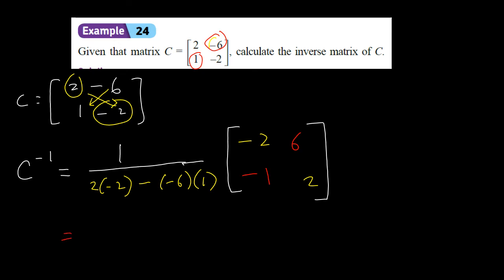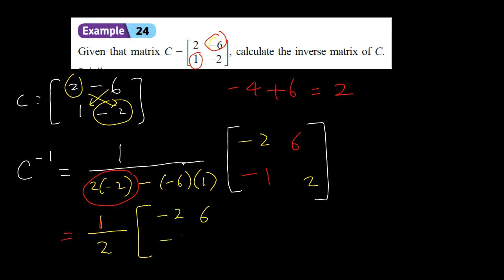What do you get? Negative 4 plus 6. What do you get? 2. Right? So 1 over 2 times the same as what you did just now. So you just multiply 1 over 2 in every element here. So what do you get?